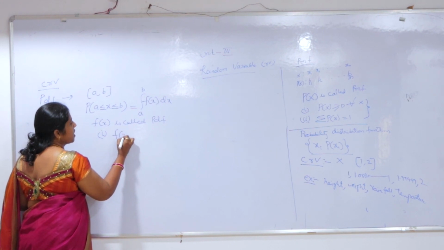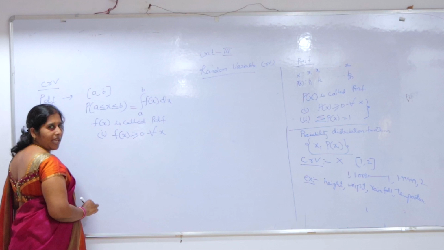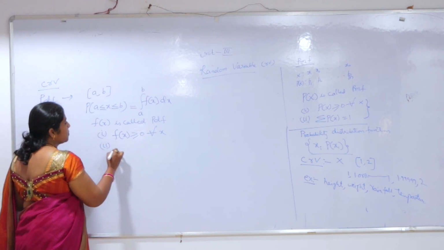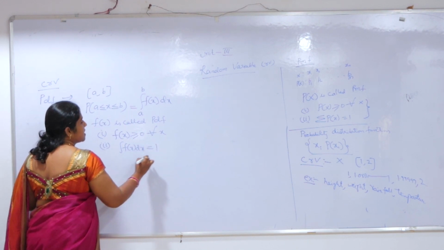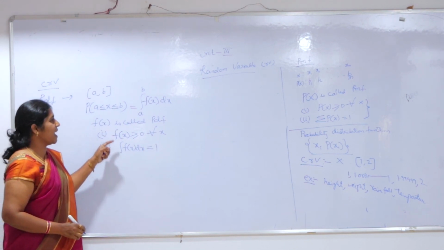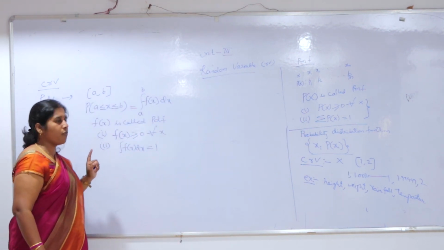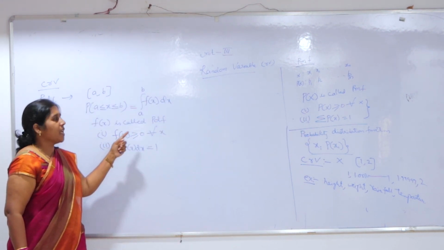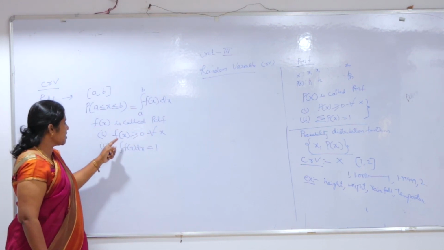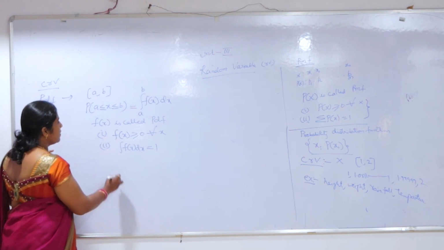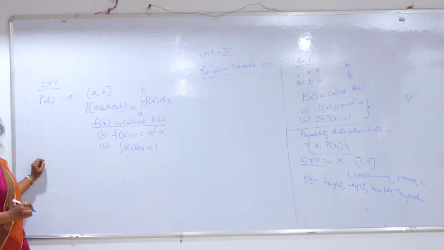So what is the first condition? F of x greater than or equal to 0 for all x. And second condition, total probability is 1. Integral f of x dx equal to 1. Same conditions for discrete and continuous. You can observe it. There you have your p of x, here you have your f of x. There you have summation symbol, and here you have your integral symbol. So if these two conditions are satisfied, then we call f of x as probability density function.